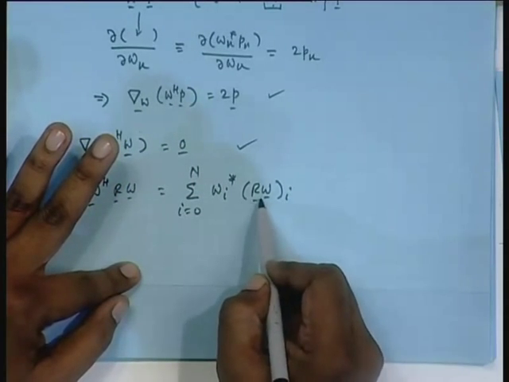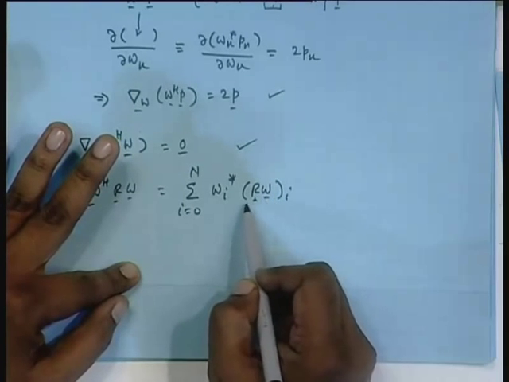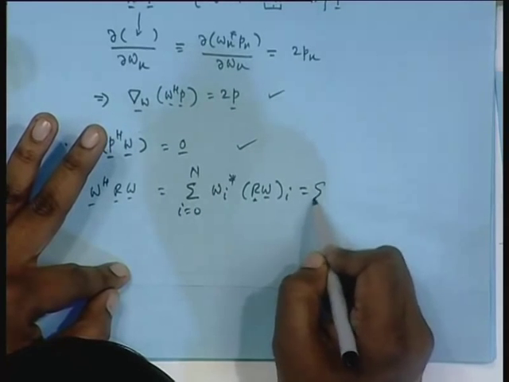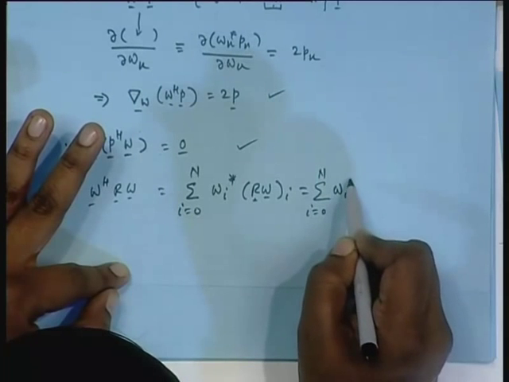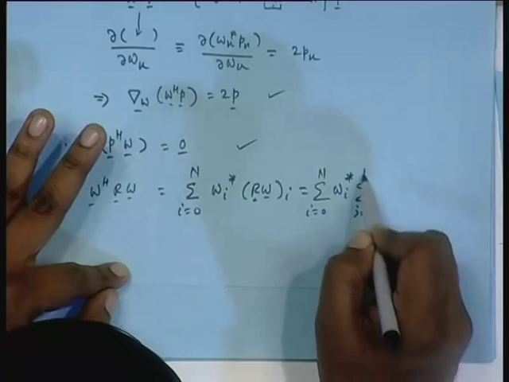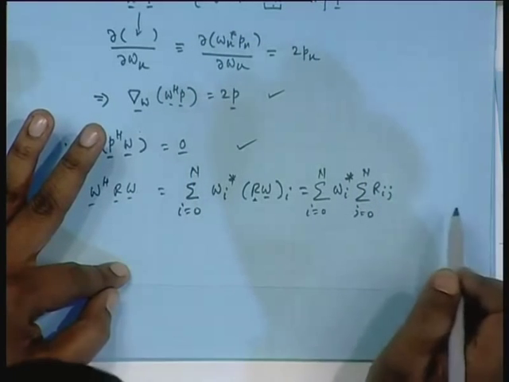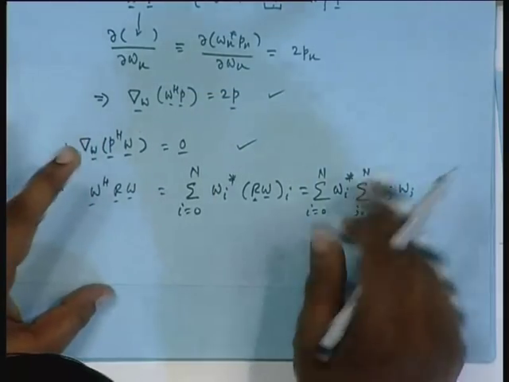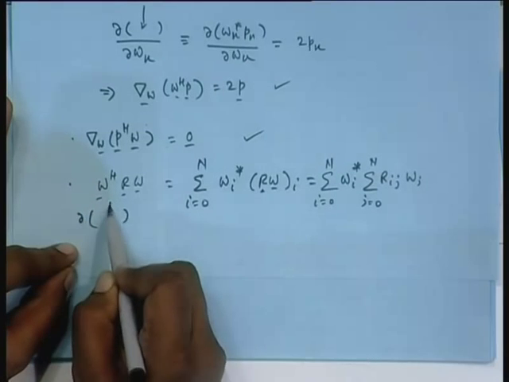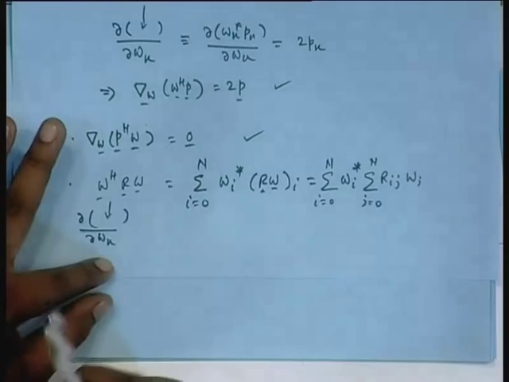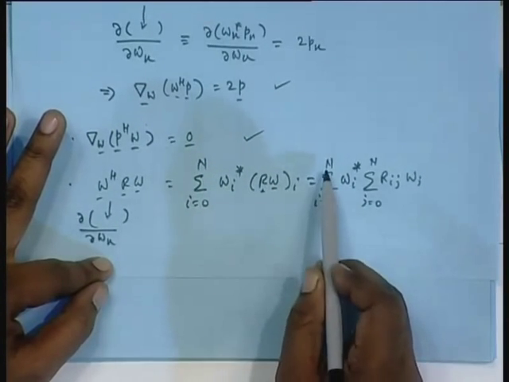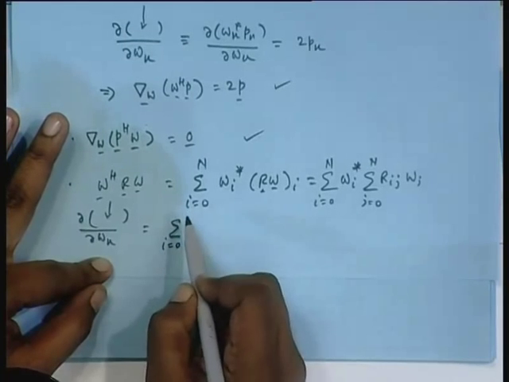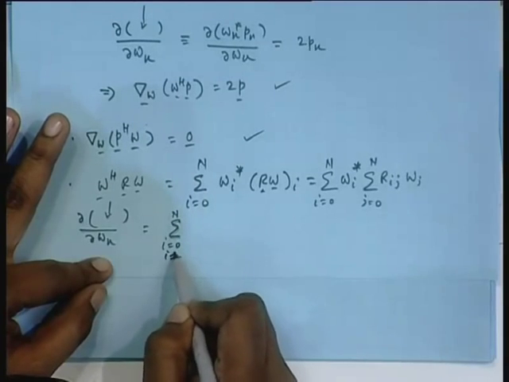And then what is R W? Its ith element means ith row of R times the vector. This is a matrix, this is a vector. So, ith row of R times the vector, that will give the ith element of this resulting vector, isn't it? That is R i j W j. And now suppose you want to differentiate this quantity with respect to WK for a particular k. Then as before, I will take this summation i equal to 0 to n, out of that i equal to k, that case will be separated out. But i not equal to k, you can see this, no?